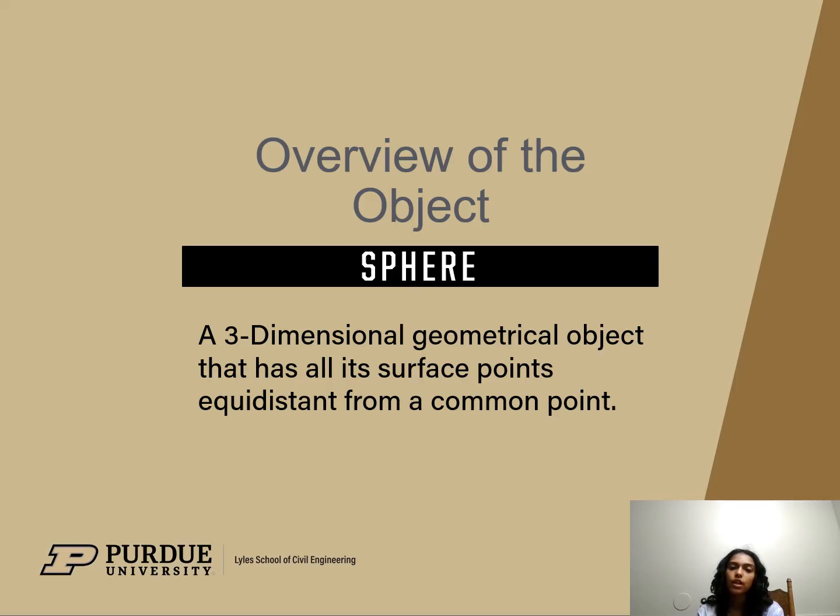Overview of the object. For plotting in the MATLAB program, I've chosen a sphere as my object. It's a three-dimensional geometrical object that has all its surface points equidistant from a center. That's how we can define the sphere in mathematical language.